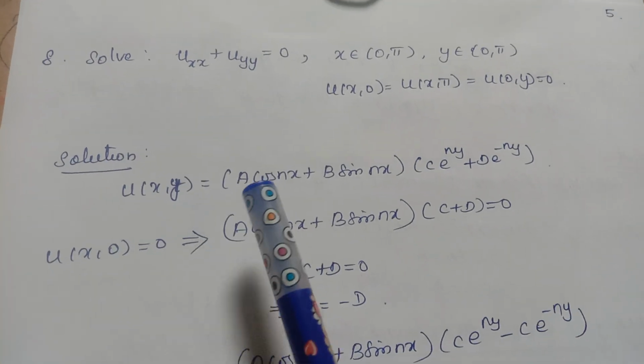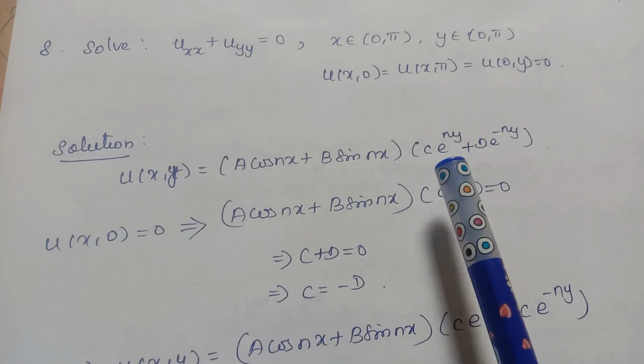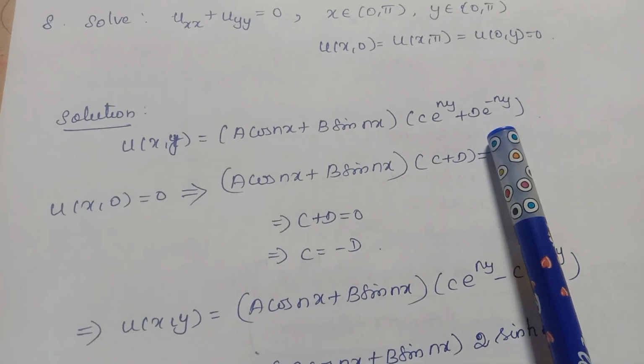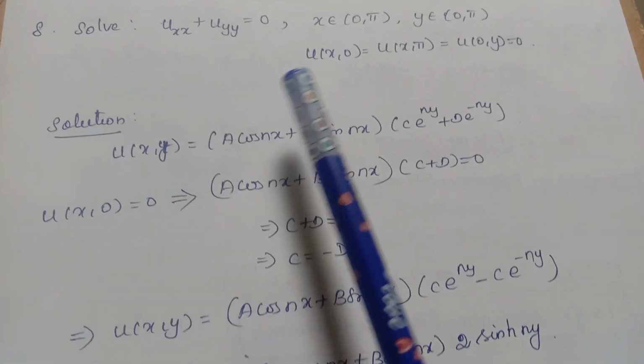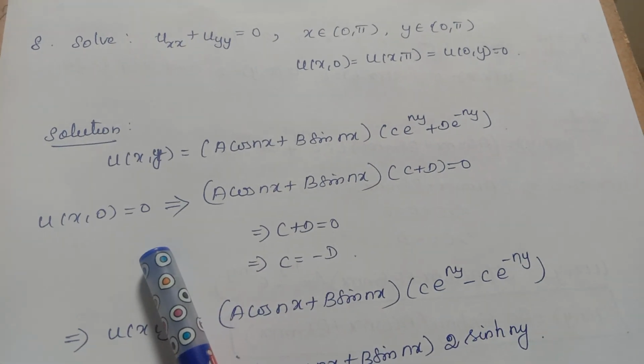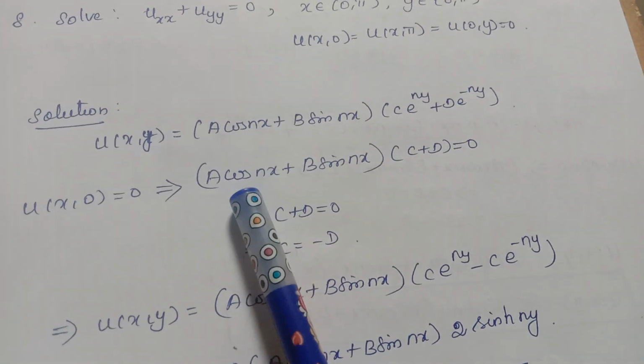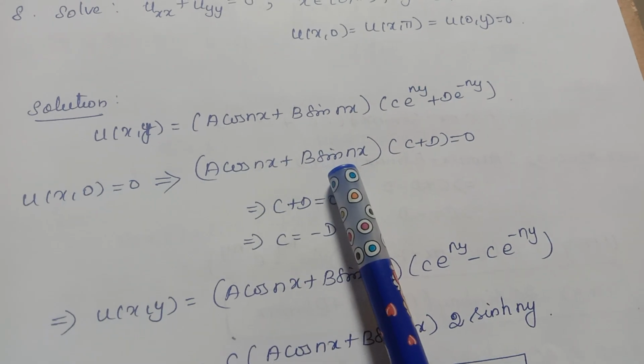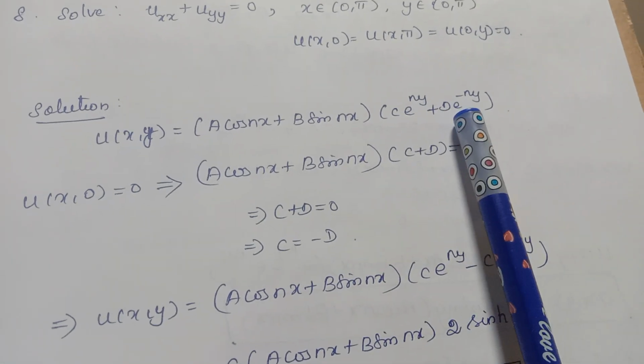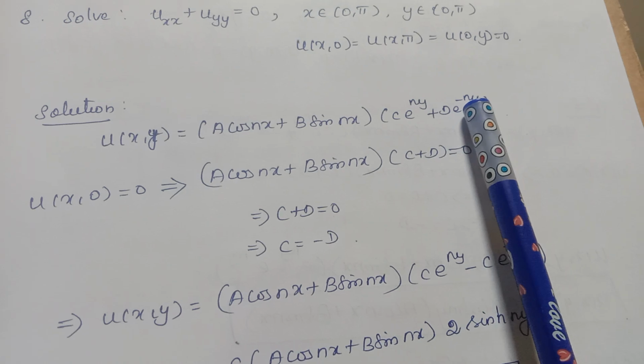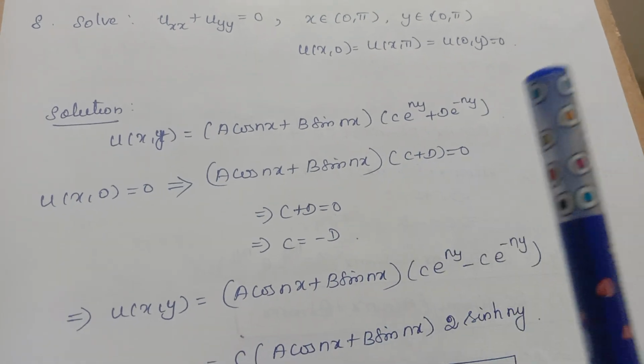U of x comma y is given by (a cos nx plus b sin nx) into (c e power ny plus d e power minus ny). Now you substitute u of x comma 0 equal to 0. That implies (a cos nx plus b sin nx) into, this will be simply what? 0, no? That is e power 0, simply 1. So c plus d equal to 0.